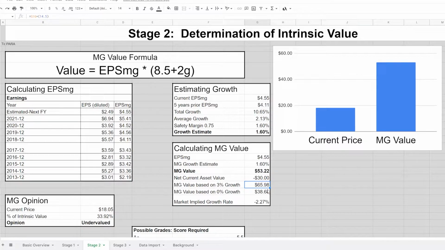Modern Graham value based on 3% growth. If you assume that the company will grow at 3%, that is what the value would be. If you assume that the company will not grow going forward, then it will be 0% and the value is 38.68. So the market is actually implying that the weighted average of earnings will be going down. That is one thing to keep in mind. We calculate this by putting price in the value formula and solving for growth.